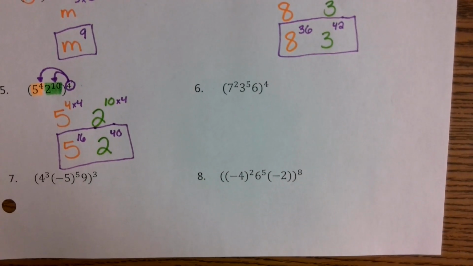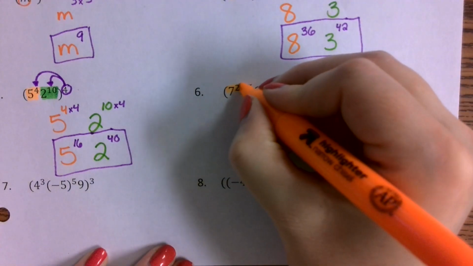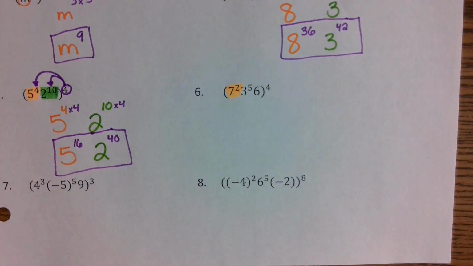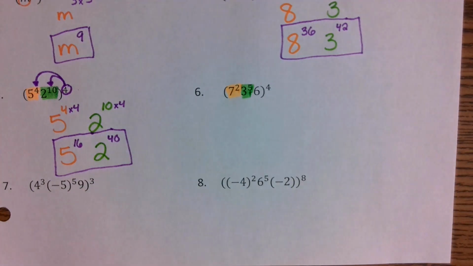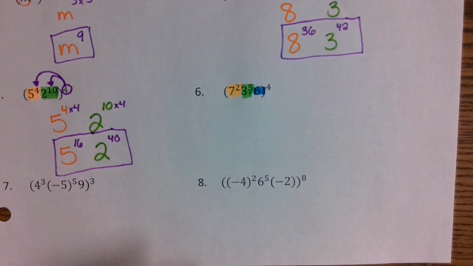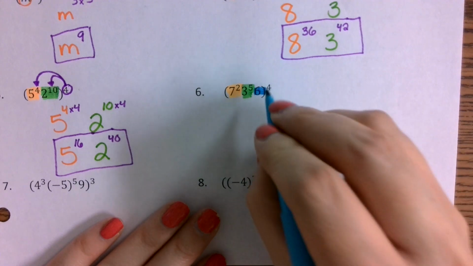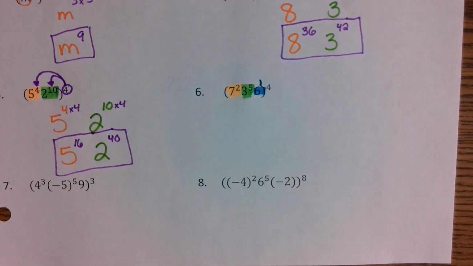Okay, let's take a look at problem number 6. Problem number 6, we've got 3 bases here. We have 3 separate bases. We have 4 to the 2nd. We've got 3 to the 5th. And then we also have 6. Now 6 doesn't have an exponent written, but we automatically know if it doesn't have an exponent written, there is an invisible 1 there. Remember, when an exponent is not written, there's always an invisible 1.